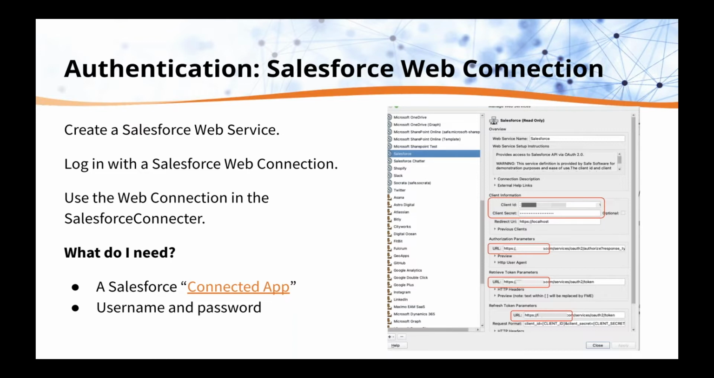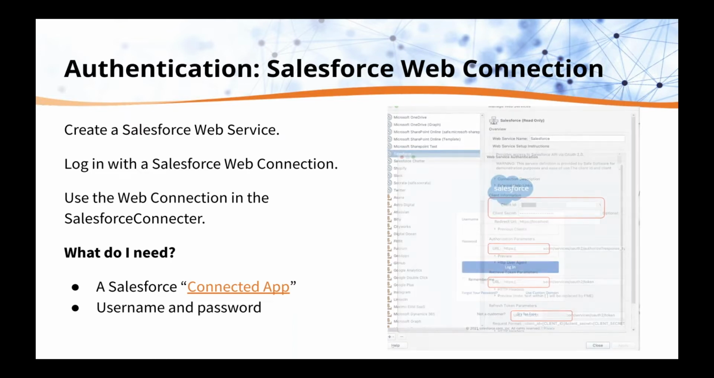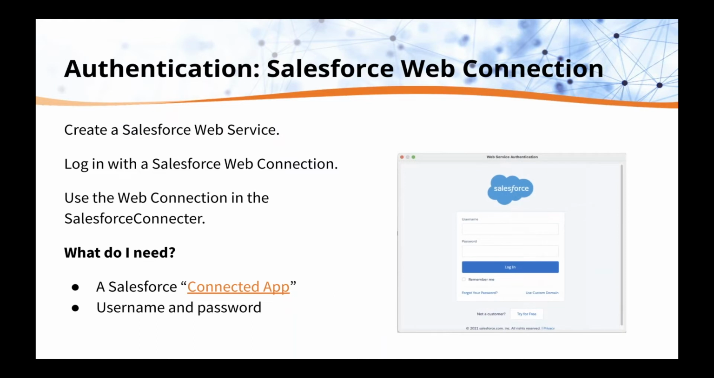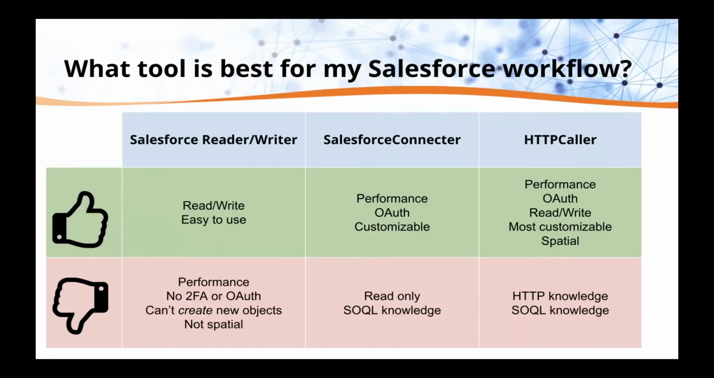And once you fill out the web service, making a connection is going to be as easy as logging into the Salesforce page from FME Workbench. And once you've logged in, that's it. You just select the web connection to use inside of your Salesforce connector or the HTTP caller, depending which one you're using. But you can reuse it in all of your workflows. You can share it if you need. You can upload it to FME Server. It's a really handy tool to have.